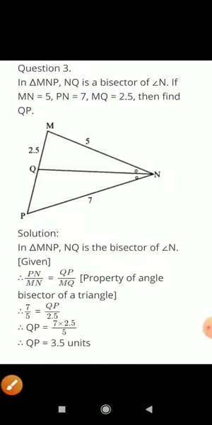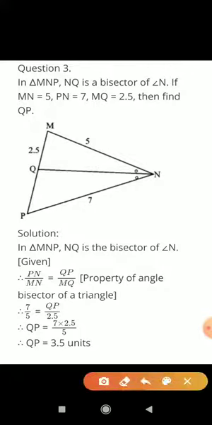Then question number 3. In triangle MNP, NQ is the bisector of angle N. Now here the angle bisector is given, NQ of angle N. If MN is 5, PN is 7, MQ is 2.5, then find QP. So we have to find this segment QP. Now this is a simple question based on the angle bisector theorem.